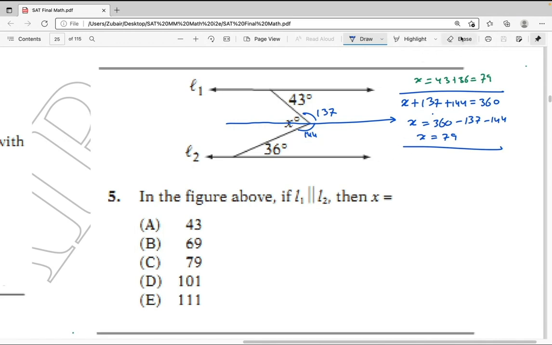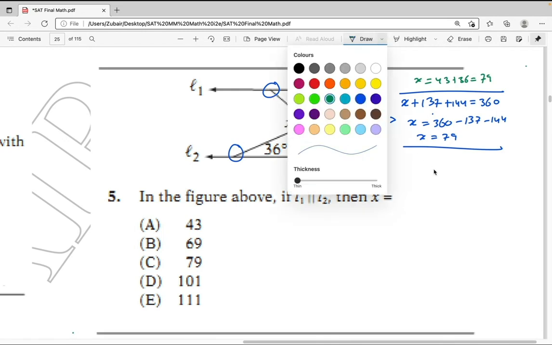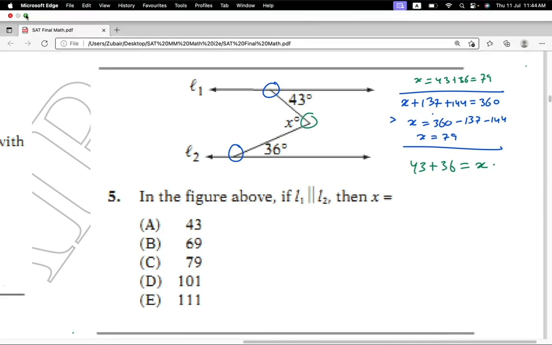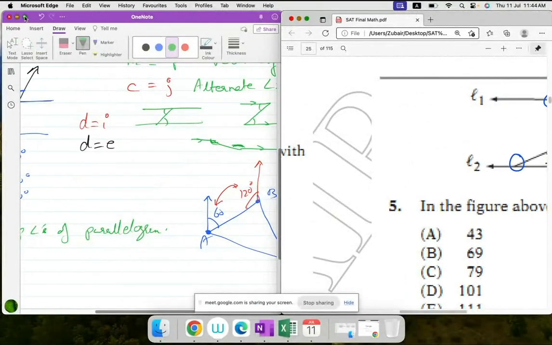Now there's one more thing. Whenever you get these types of questions, all the angles which are pointing towards the left, just add them and equate them with all the angles which are pointing towards the right. So 43 to the left and 36 to the left is equal to the angle to the right, x. And a quick question example for this.